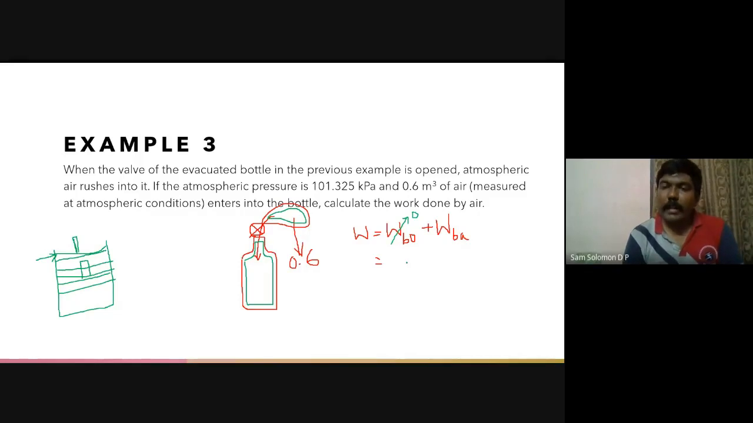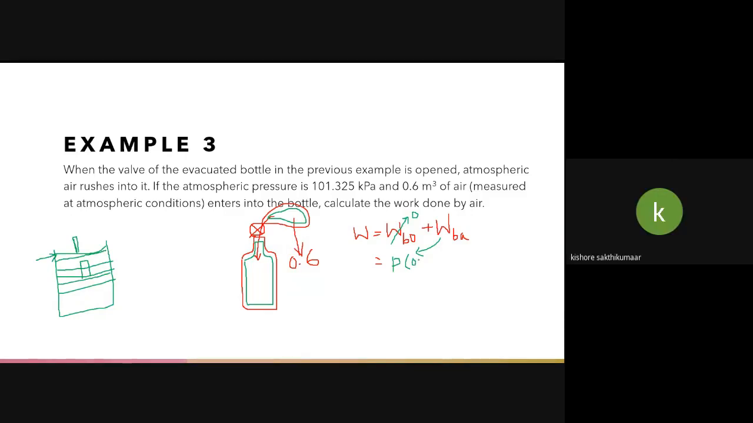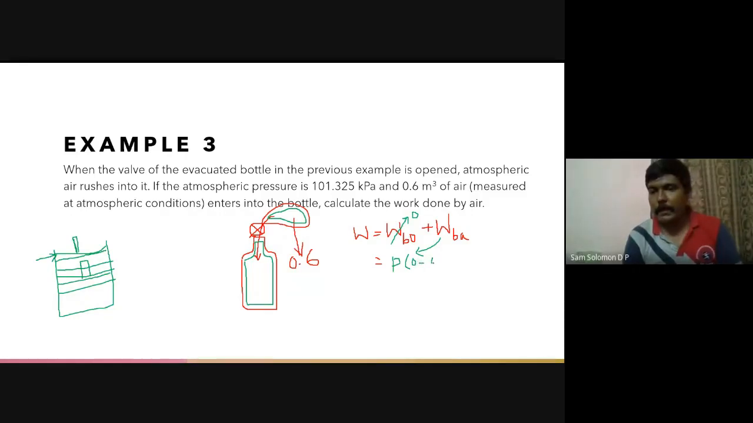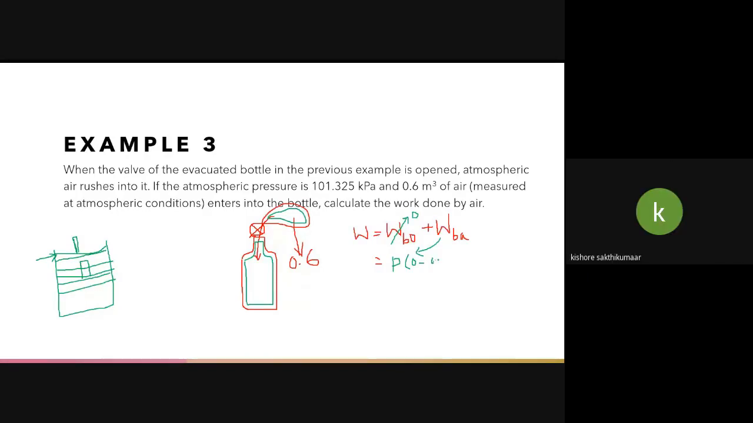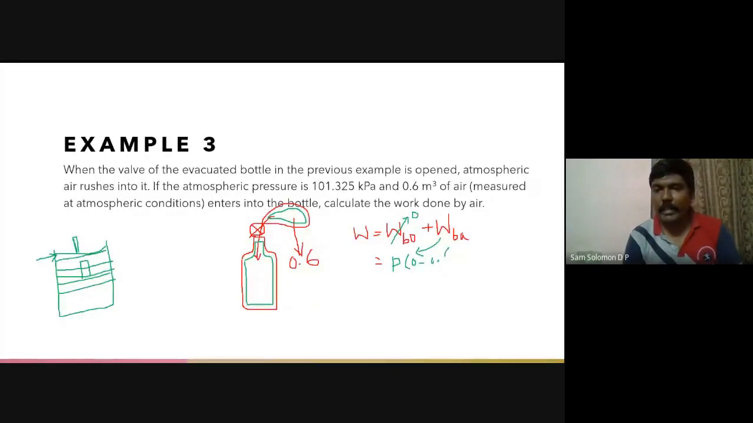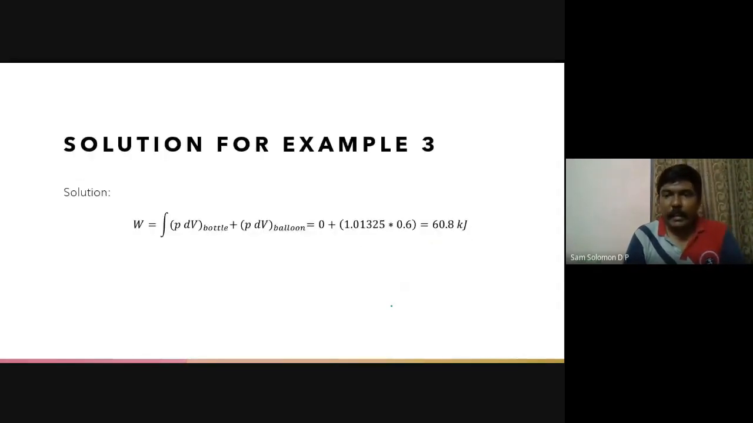With reference to the previous problem, here also you will have pdv. For the balloon you will have pdv, so pressure into final volume minus initial volume, right? The final volume here would be 0, minus the initial volume, 0.6. The final volume is 0 and the initial volume is 0.6, so you will be getting a negative answer, and this pressure is 1.013 bar. So you will be getting a negative value here. This is supposed to be minus 60.8.